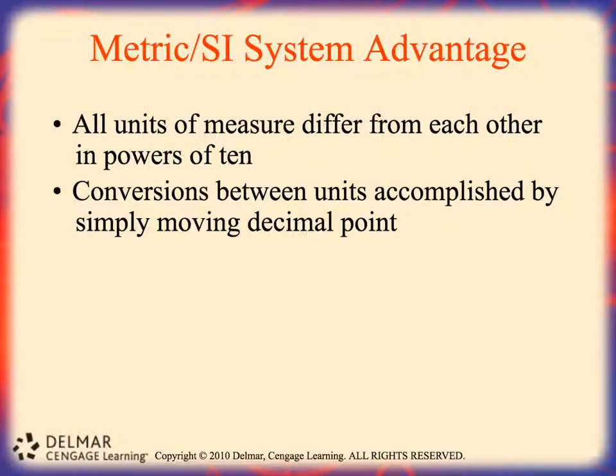One plus of the metric system is that all the units differ from each other in powers of 10. And what we'll be working with is basically 10 to the third power, so your 3 zeros, and you'll see that as we go along. That makes it fairly easy because conversion between the units is done simply by moving the decimal point. The key is moving it the right direction.